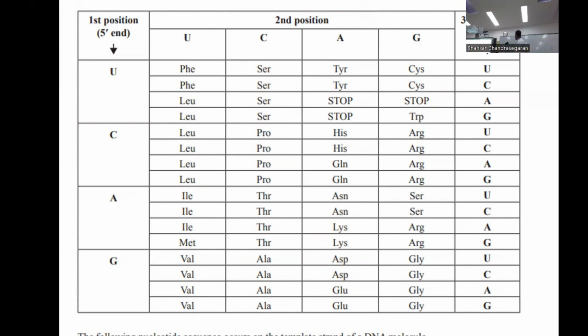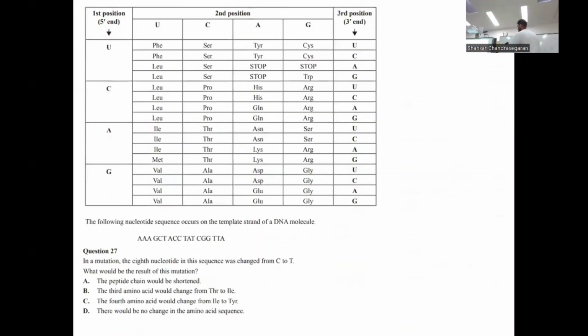So the original codon, what would it have coded for? UGG. Right? And now UAG is coding for a stop codon. So what's the answer?